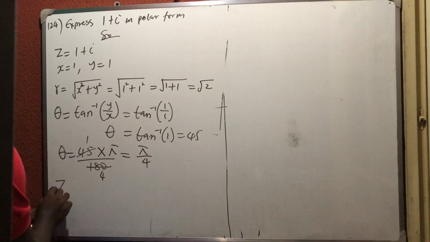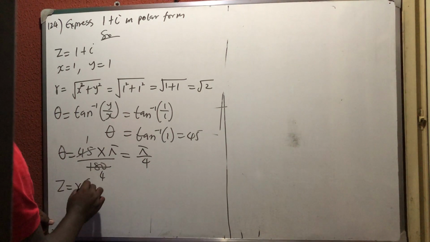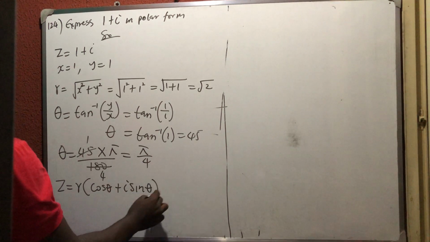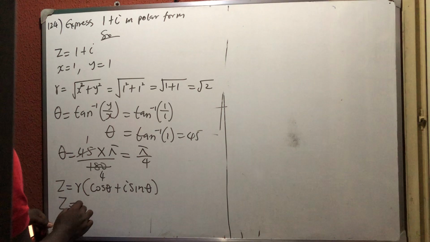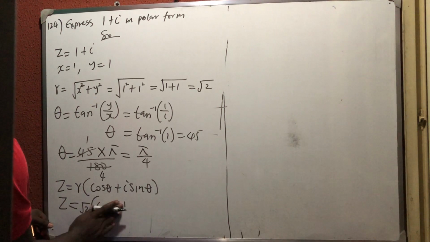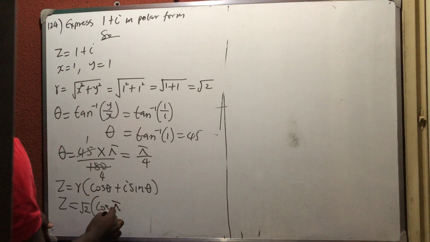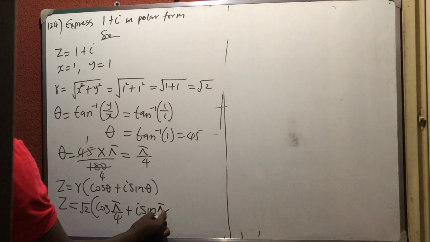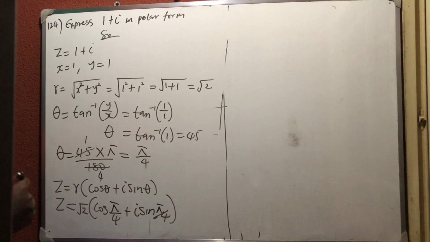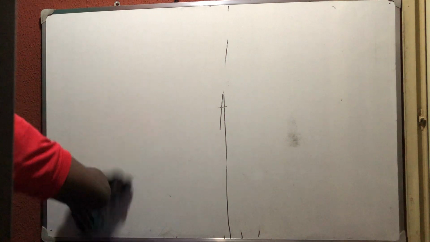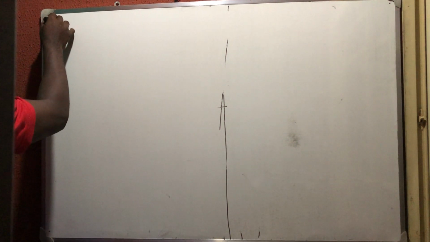So then z is equal to polar form r bracket cos theta plus I sin theta. So which is what? Z is equal to what? Root 2 in bracket of cos pi over 4 plus I sin pi over 4. So that is that. So the last question for this particular video, 125.